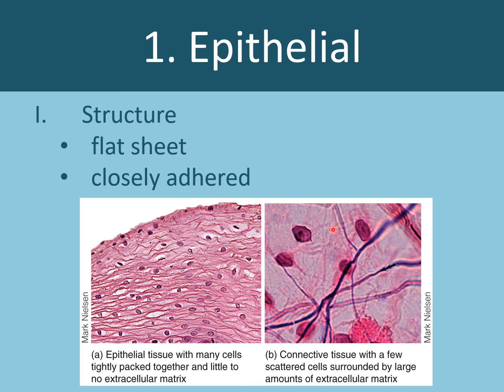On the right, we have connective tissue. Now, the connective tissue cells are actually widely spaced. They are these darker purple circles. Those are individual cells. And all of the stuff in between is considered extracellular matrix. So connective tissue has widely spaced cells. Epithelial tissue has very tightly, closely packed cells.